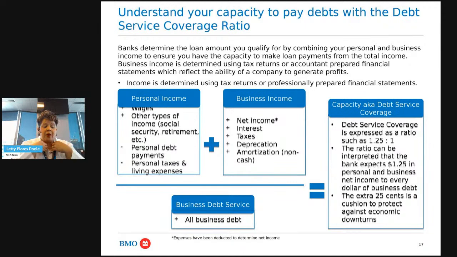Part of our program here at BMO, we look for 1-to-1. Right? We want you to have $1.10 to every dollar in debt. So certain programs may be a little different, but we wanted to teach you industry standard. This is what they look for. That's why it's extremely important for you as a business owner to know your numbers and know what we're talking about when we say, what's your net income? Did you have any depreciation?